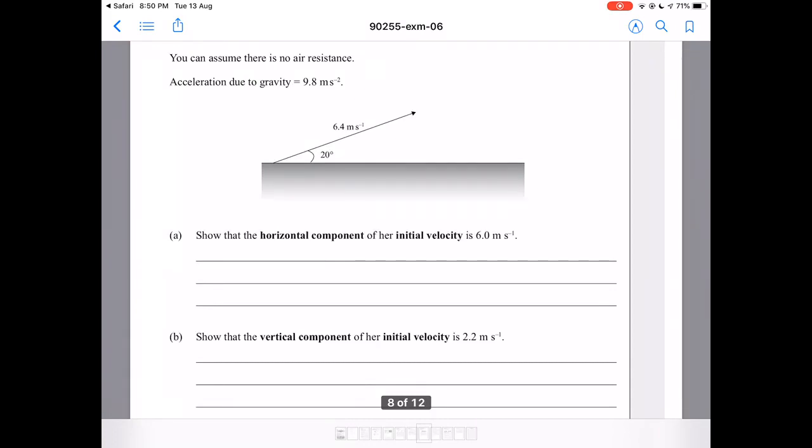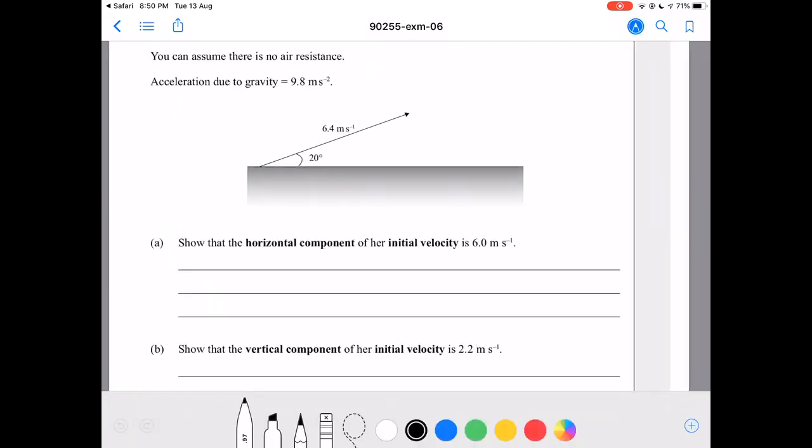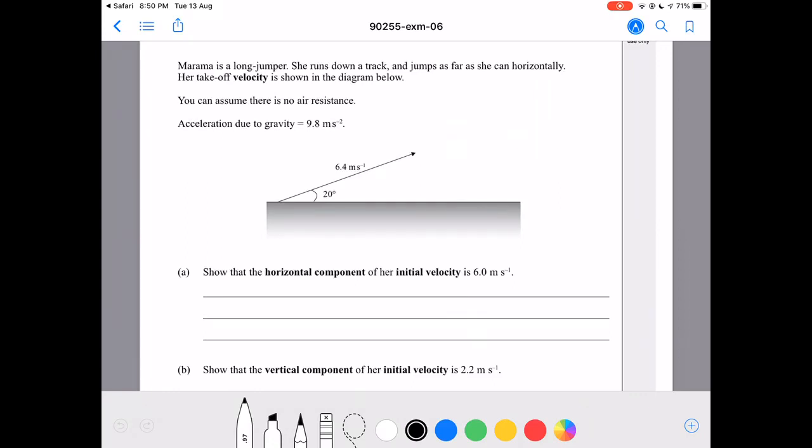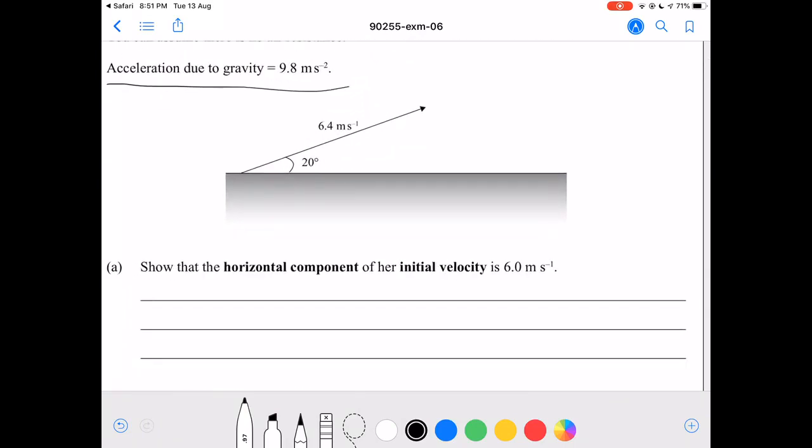Alright, so this is just basic trigonometry, okay? So it's a bit of geometry as well. So let's just see this question here. Marurama is a long jumper. She runs down the track and jumps as far as she can horizontally. Her takeoff velocity is shown in the diagram below. You can assume there is no air resistance. So it tells you the acceleration due to gravity is 9.8 meters per second squared. Show the horizontal component of her initial velocity is 6 meters per second.